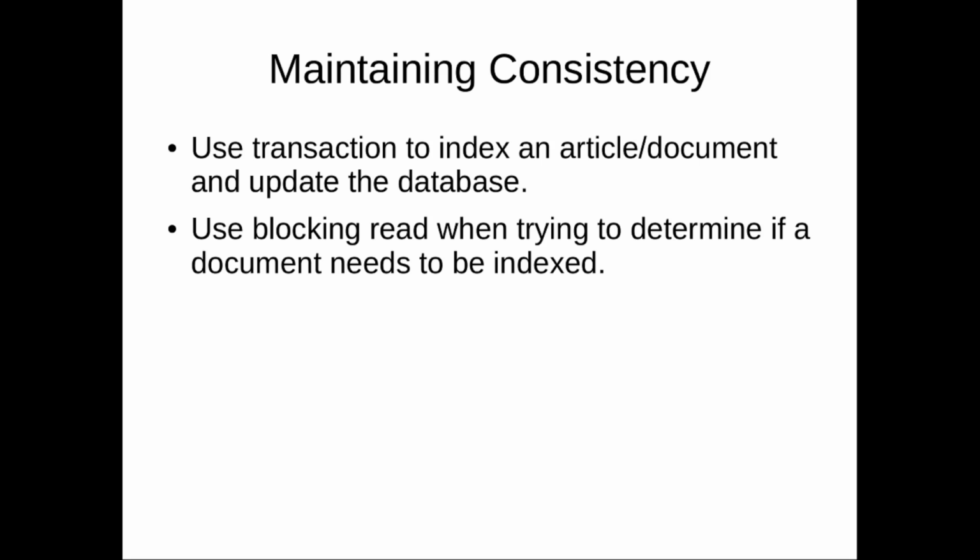Then we use a blocking read when trying to determine if a document needs to be indexed. You don't always have to use blocking read. If you know for sure the document you're reading is already indexed, then there's no reason to use blocking read. You can just read it, right? However, if you're trying to determine if a document needs to be indexed, then you have to use blocking read in case that the document is already being updated. Because then, if you don't use blocking read, you will read a null, and then you will try to double update the same document twice.